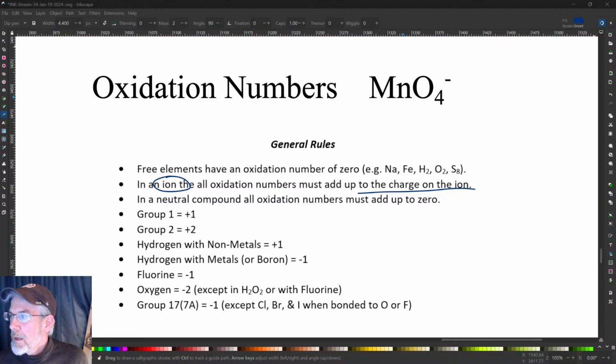I like the permanganate ion. Yeah, 1.2 thousand people have done the poll so far. 80% got it right. That's like a B minus.